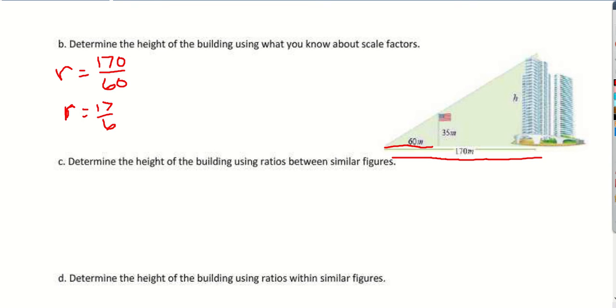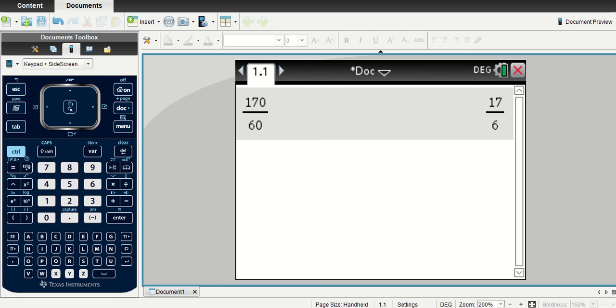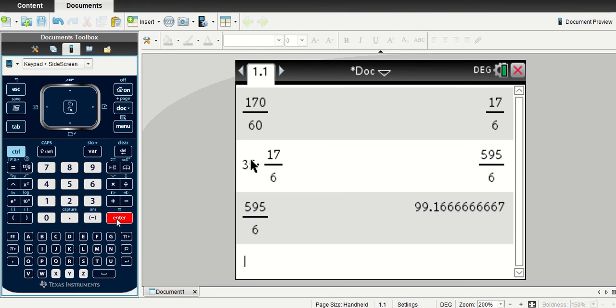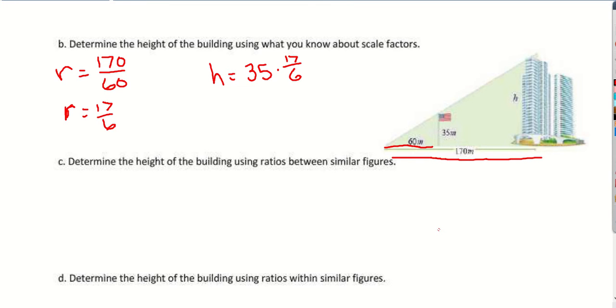And so if I want to figure out what h is, I just take the side I'm looking for, which is 35, and I multiply it times my scale factor, which is 17 over 6. So if I take 35 times, and I hit Control Divide to open up my fraction bar, and then 17 over 6, I get 595 over 6. And I can hit Control Enter and get that decimal. So it's 99.16 repeating here, meters. So that's how we could use scale factors.